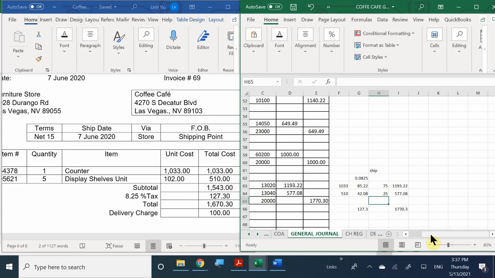1,033. That is the counter. Or shelves, 510. Shelves are 510. So what's 510 plus 25? 535. Plus $42.08. Okay, I got you now. Okay, so you could have mixed and matched. Different. Okay, so yes, yep.